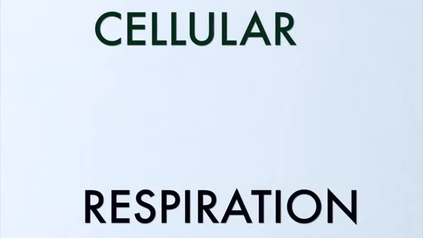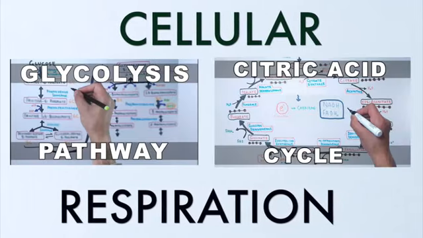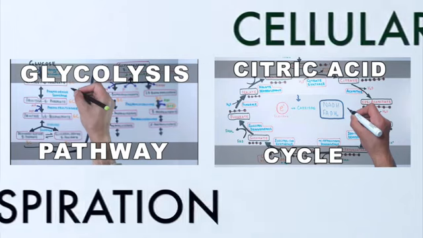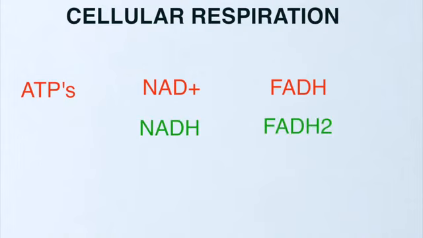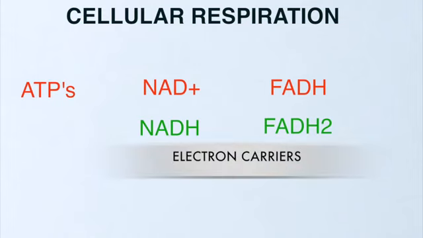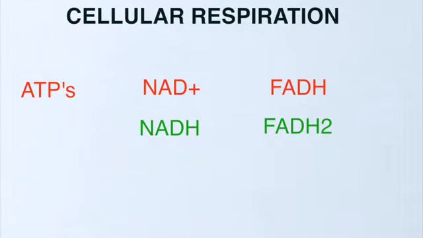In the series of videos, we have been discussing cellular respiration, where we discussed glycolysis first and then the citric acid cycle, where we saw the formation of some ATPs and also the reduction of some molecules like NAD plus and FAD. The reduced forms of NAD plus and FAD are NADH and FADH2 and are called electron carriers, as they will deliver their accepted electrons to the electron transport chain that lies in the inner mitochondrial membrane.